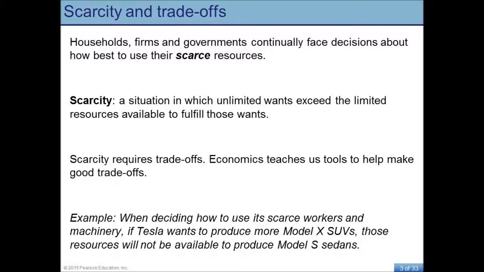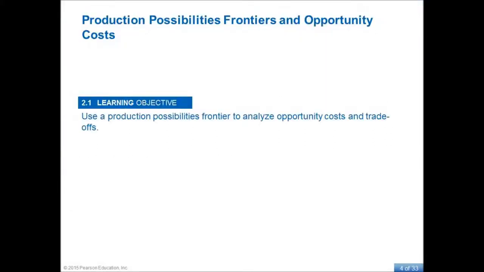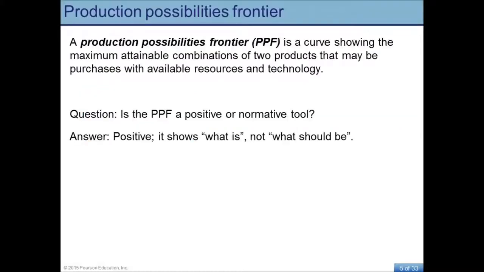So moving to slide 4, we have our production possibilities frontier, PPF, and our opportunity costs. And we're going to use that PPF to analyze the opportunity costs and the trade-offs. So we move to slide 5, and we see that the production possibilities frontier is a curve showing the maximum attainable combinations of two products that may be purchased with available resources and technology. So our question, is it a positive or normative tool? The answer, positive, because it will show us what is, not what should be.